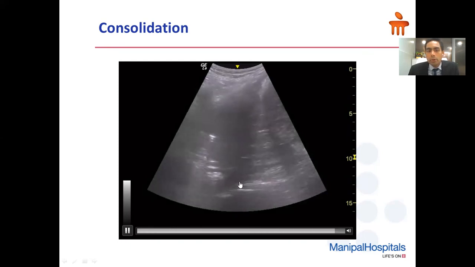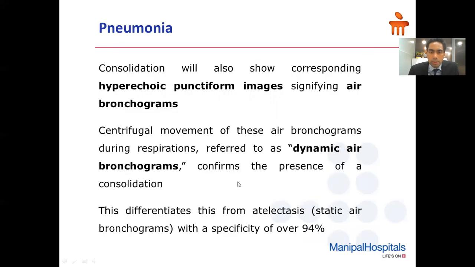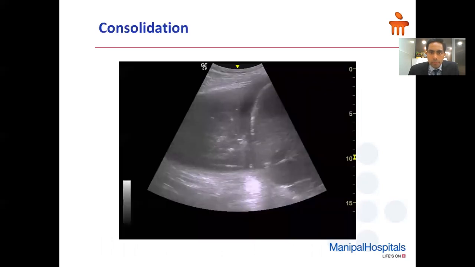This is what is pneumonia. And there is one interesting thing about these hyperechoic punctiform images.